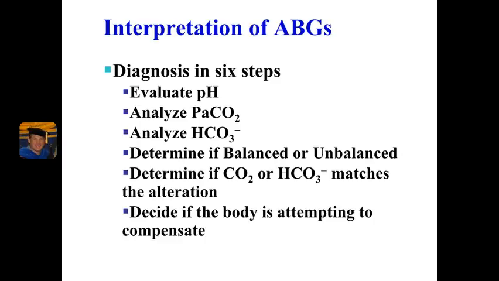And then the next step, instead of determine if balanced or unbalanced, and then determine if CO2 matches the alteration, what we're going to say is match your emia to your osis, or match your osis to your emia. And then the last step is to look back at the other osis to see if you have the opposite. And then the final step is to check the pH to see if it's partial or complete compensation.